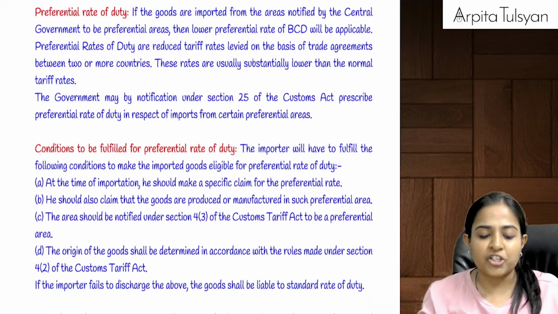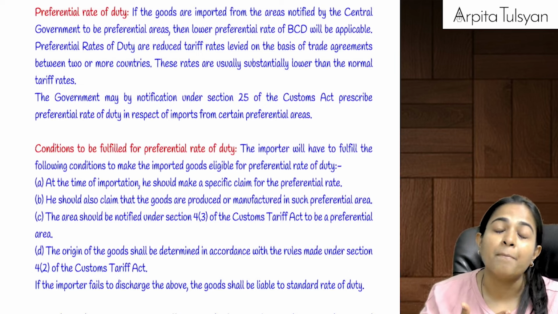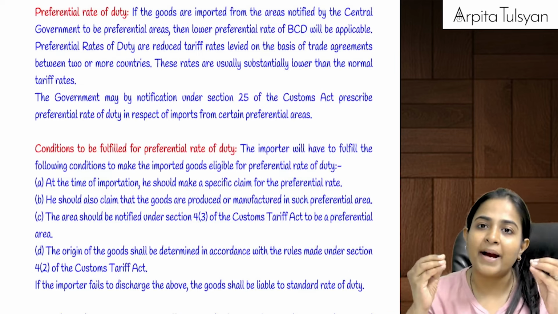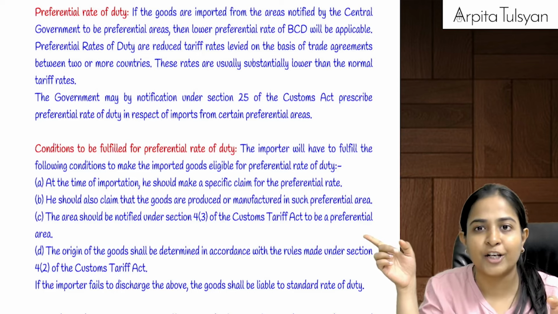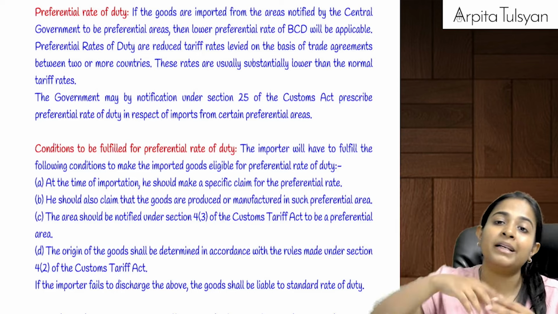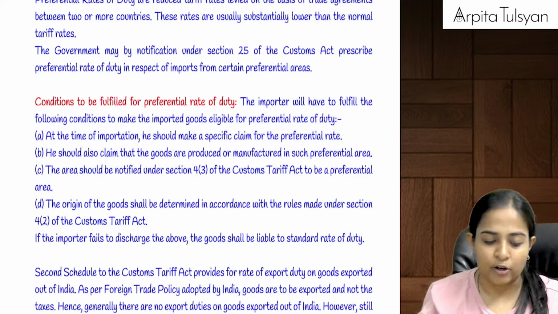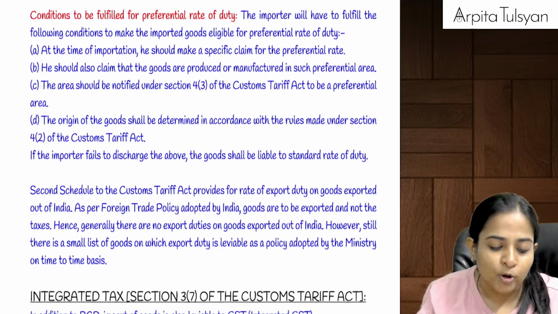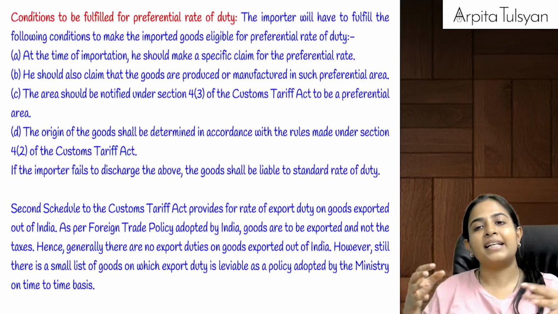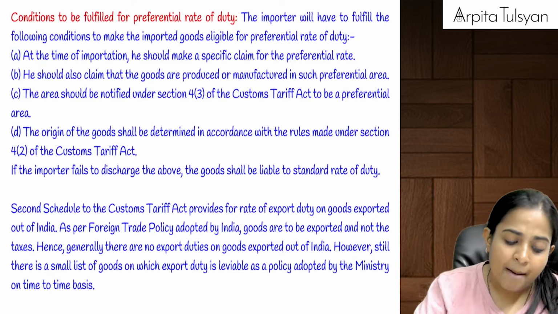For preferential rate, government had told that if you are importing from some preferential areas which have been notified by the government, you cannot say on your own that this is a preferential area. If the central government has notified that this is a preferential area, if you import from there, then lesser customs duty will be applicable. Then in that case, you can take the benefit of preferential rate of duty. Government will not suo moto give you the benefit of preferential rate of duty. You will have to make a claim with the government that, sir, I fulfilled all the conditions, and now please give me the benefit of this preferential rate of duty.